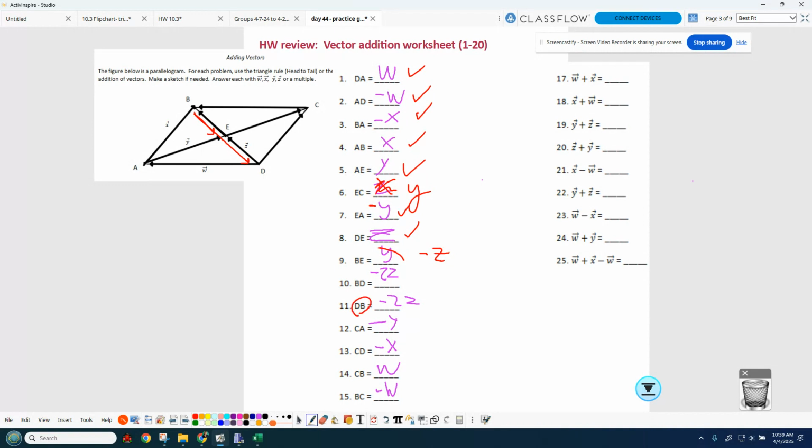So now going the other way, D to B, positive 2Z. C to A, going from C to A. What is that? 2y? Negative 2. Negative 2y. C to D. C to D.